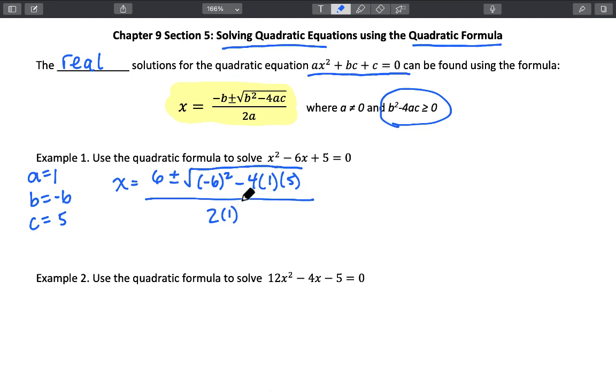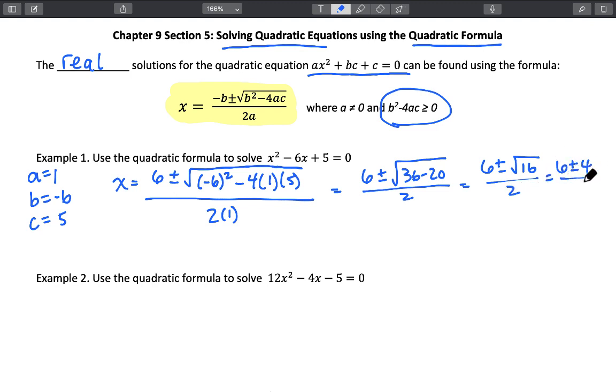All right, so let's start simplifying from the inside out. Negative 6 squared is 36 minus 4 times 1 times 5. That's 36 minus 20. So I have 6 plus or minus the square root of 36 minus 20, all divided by 2. All right, let's simplify further. We've got 6 plus or minus the square root of 16, that's the result of 36 minus 20, all over 2. And that leads us to 6 plus or minus 4, all over 2.